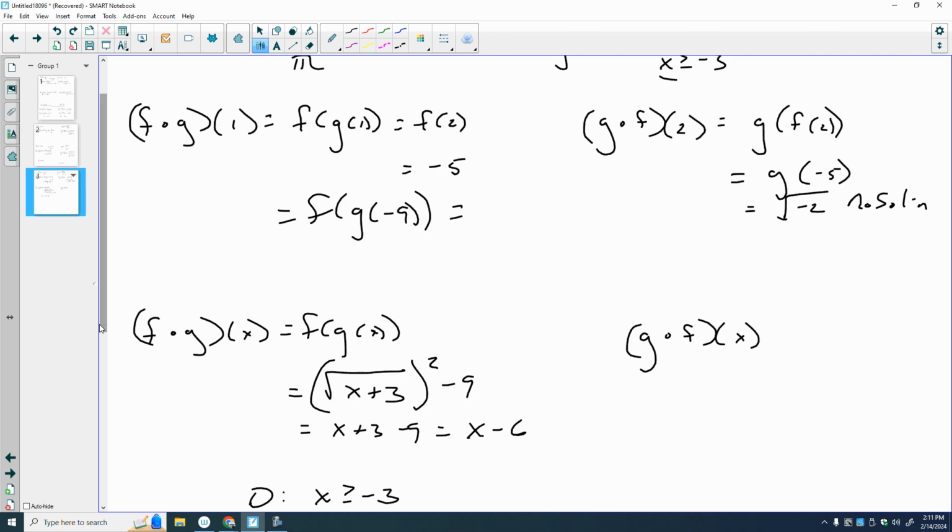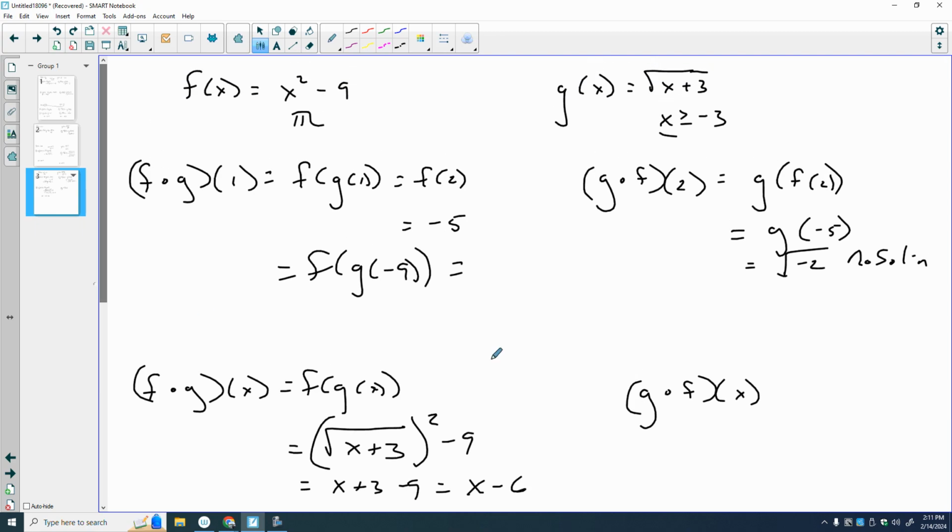and check its domain. So my inside function here is f. The domain of f is all real numbers. I'm going to have no problem with this one, in terms of having to go back and think about the domain of the inside function. All I need to do is look at the outside function, or the composite function. I get x squared minus 9 plus 3, which becomes the square root of x squared minus 6.